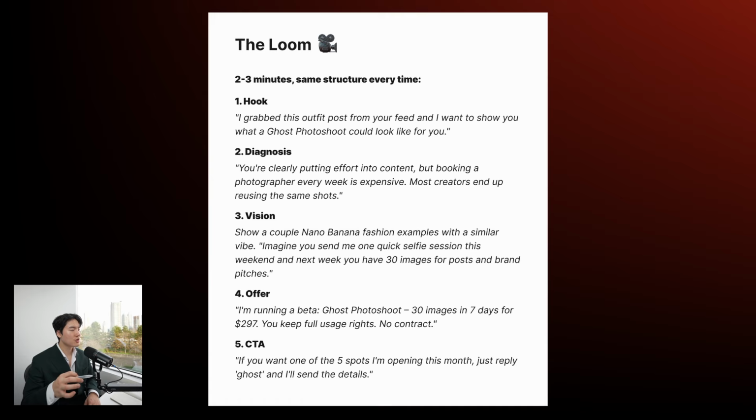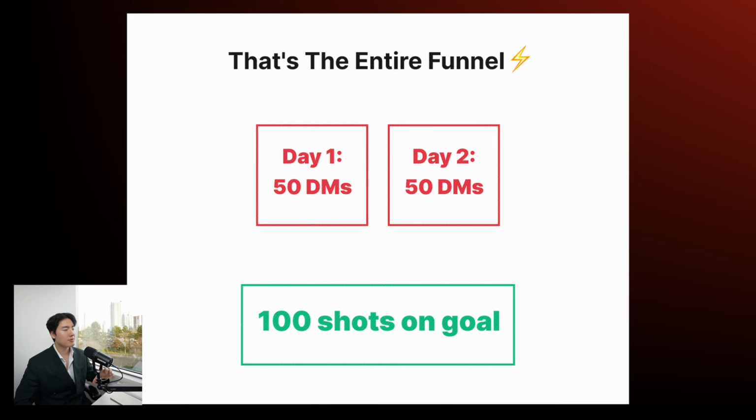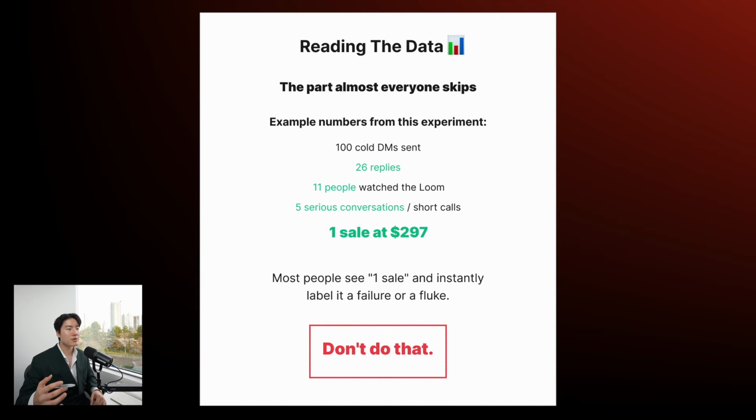Each Loom is 2 to 3 minutes, same structure every time. That's the entire funnel. Day 1, 50 DMs. Day 2, 50 DMs. 100 shots on goal. Now the part almost everyone skips.